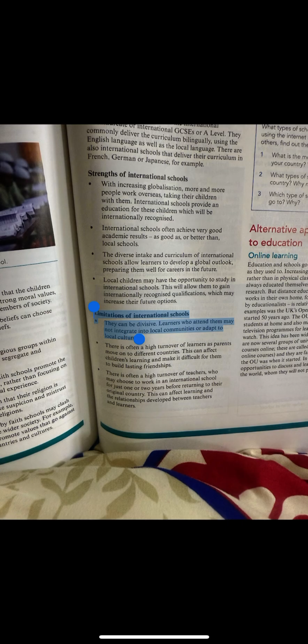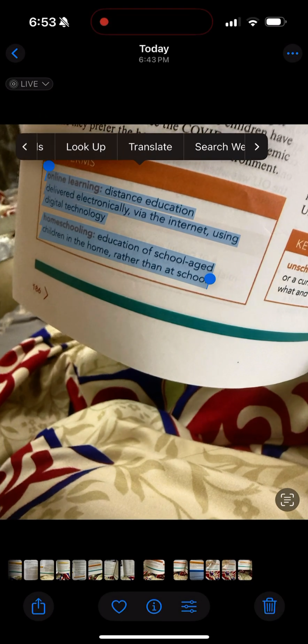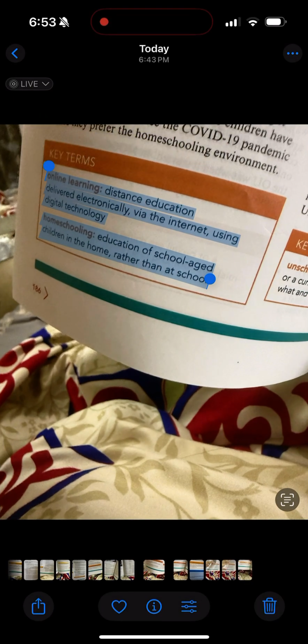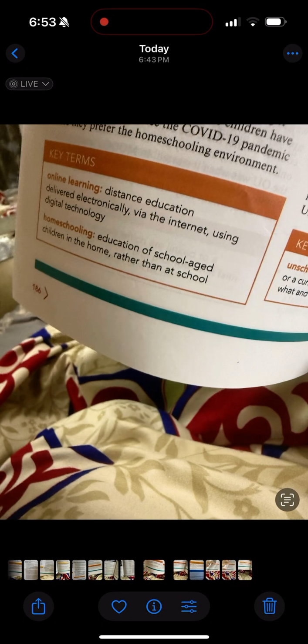Limitations of international schools. They can be divisive. Learners who attend them may not integrate into local communities or adapt to local cultures. Online learning. Distance education delivered electronically, via the Internet, using digital technology. Homeschooling. Education of school-aged children in the home, rather than at school.